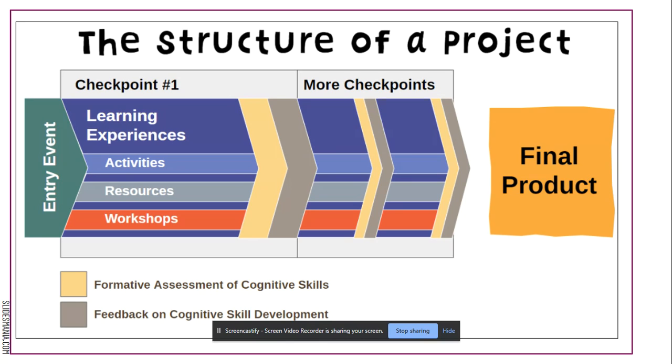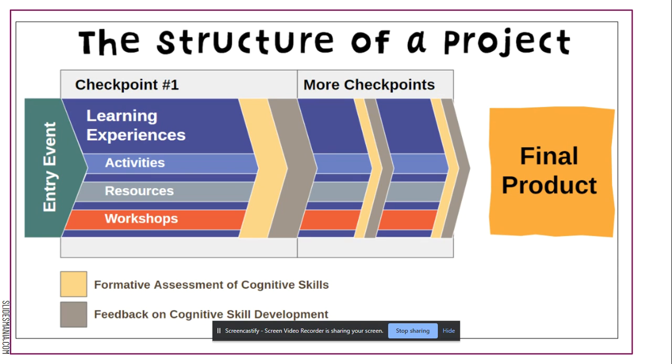Again, in between each checkpoint, you'll see that there is time for feedback on cognitive skill development. The opportunity to revise work is critical to build growth mindset and continual improvement for students. Having opportunities to revise work should be planned throughout a project. Based on feedback, students may benefit from a workshop, resource, activity, or revision of the checkpoint work to develop the skill.